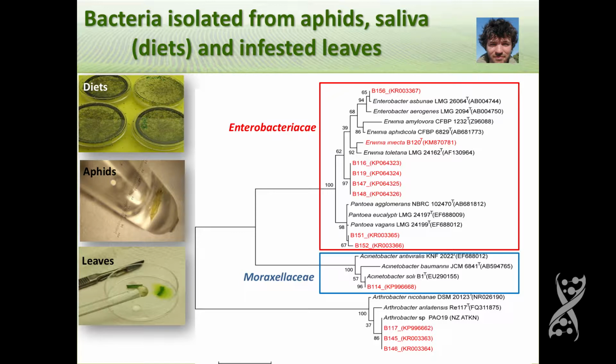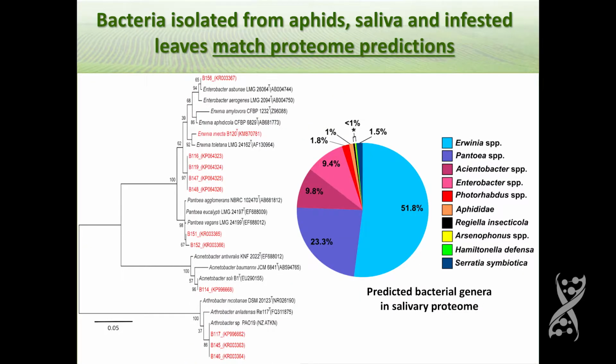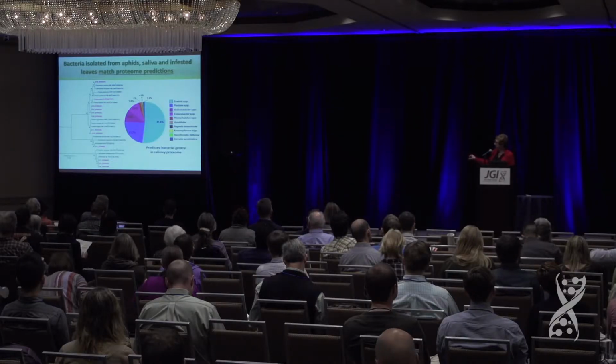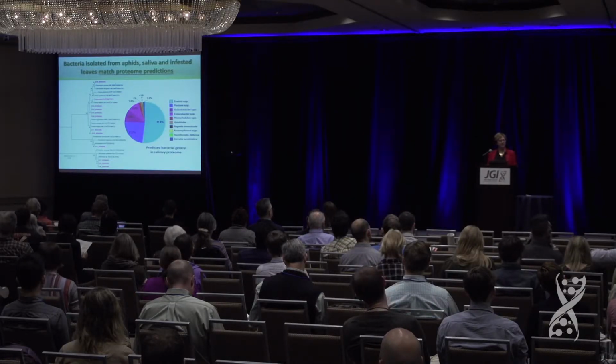And in fact, most of these were Enterobacteriaceae, a few were Moraxellaceae. And what's most interesting to us is that what we found by isolation recapitulated what we found in the proteome. So we found a lot of Erwinia, Pantoea, Acinetobacter, Enterobacter, and a few others. Now these down here are often symbionts. They live in the aphid gut.